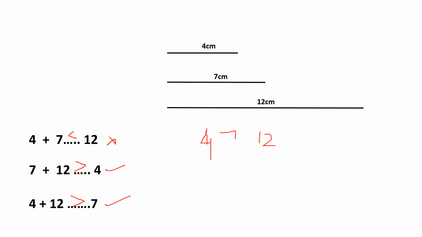Why can it not form, children? Because we have got one relation as unsatisfied. Hence, we cannot say that these three measurements can form a triangle.